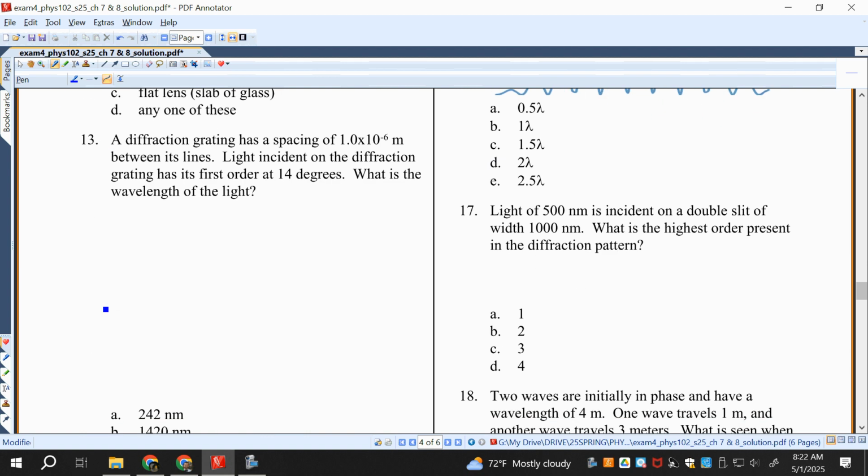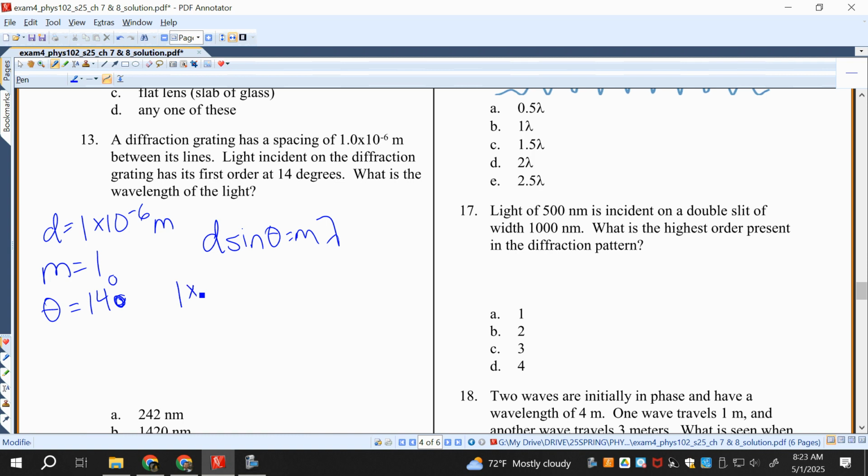A diffraction grating has a slit spacing of 1 times 10 to the minus 6 meters. The first order is at 14 degrees. And I want to know the wavelength. I just say d sine theta equals m times lambda. So that's d, 1 times 10 to the minus 6, sine of 14, divided by m, is equal to lambda. And if I do that, I get 242 times 10 to the minus 9.